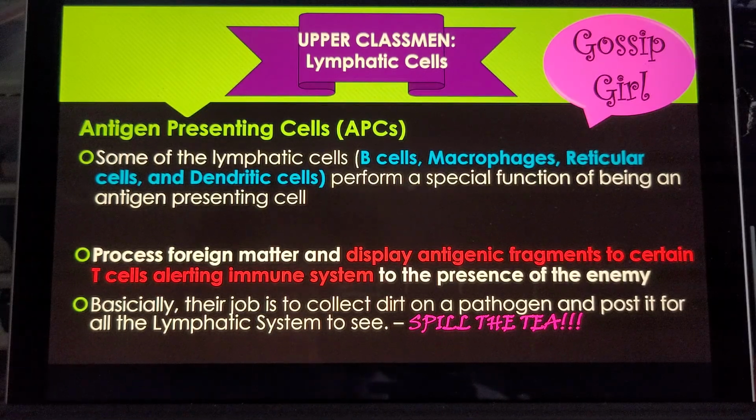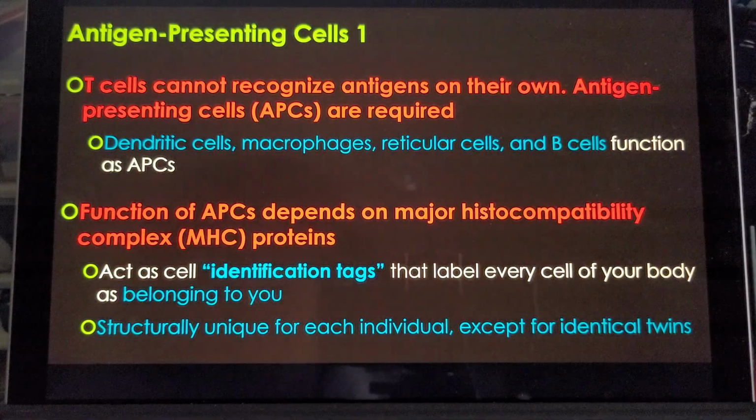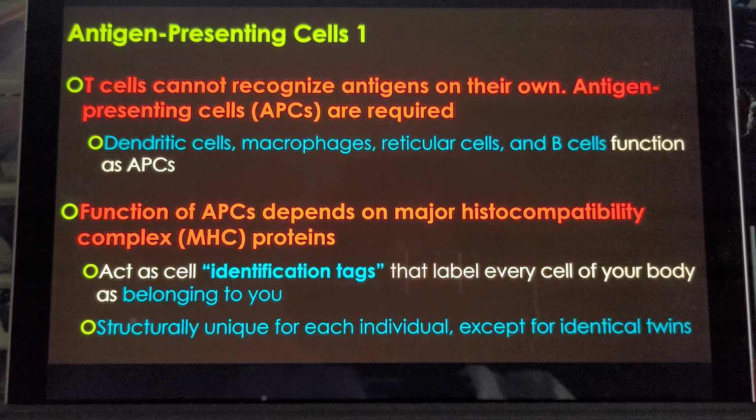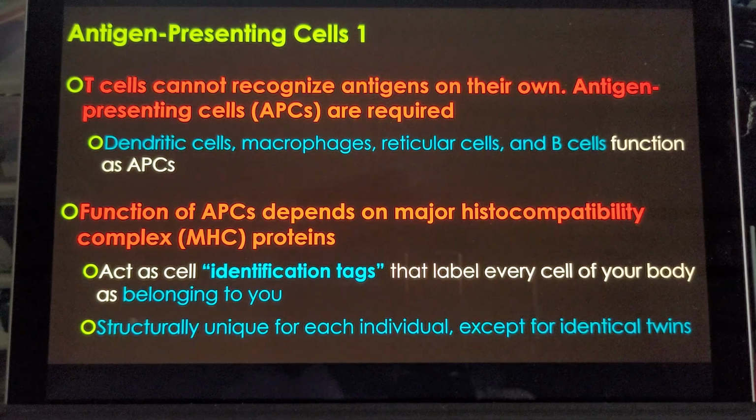So basically their job is to collect dirt. Hey, we have this foreign pathogen. This is who specifically this is. All y'all, I need y'all to mount up and go get this person. Basically spreading a bunch of gossip. Okay, so the reason why we have antigen presenting cells is because some of our immune cells cannot recognize a foreign antigen by themselves. So they need those antigen presenting cells in order to do that.